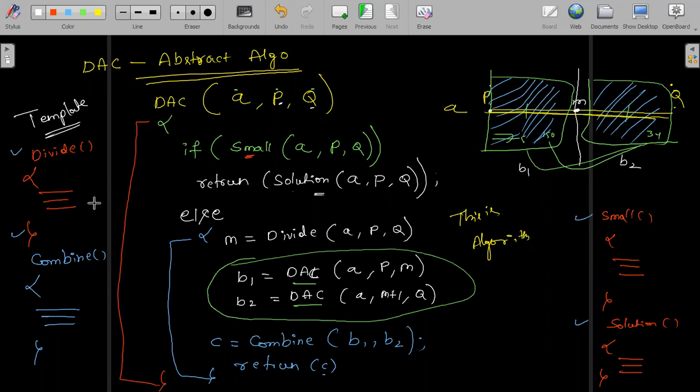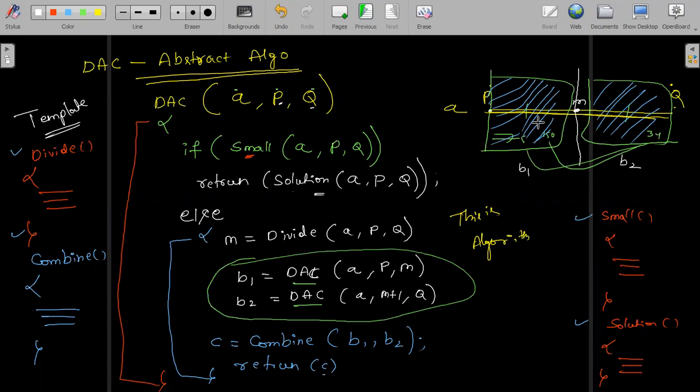Again, call that divide function. What are we going to do? We will do the recursion. Again, we will divide it into a number of parts. Like that we have to do. So this is the procedure. This is a standard template you have to follow.